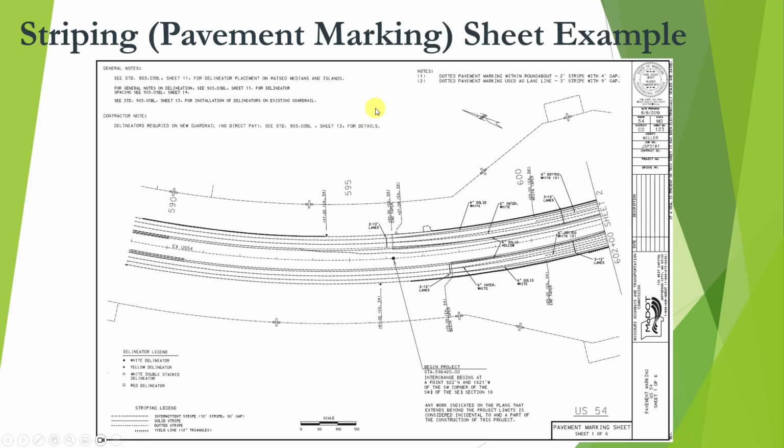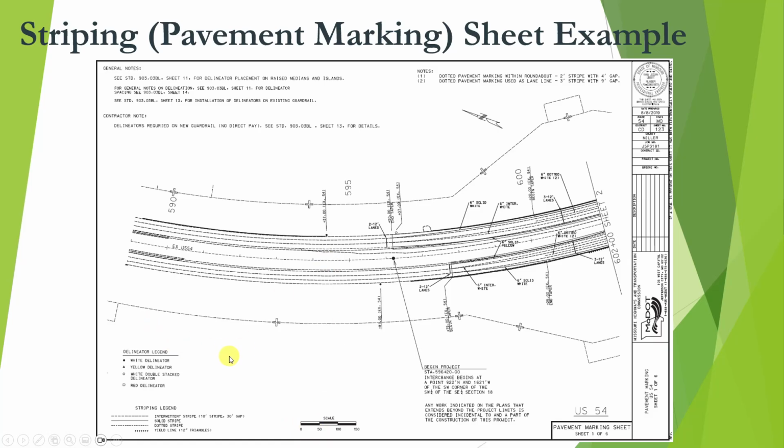A striping sheet or pavement marking sheet example. Here's another good one off of the same project. You can see you've got your north arrow. Always have that. You always have your scale. And the way the scale works is the scale of the drawing is the first number, 0 to 50. So it's a 50 scale drawing.